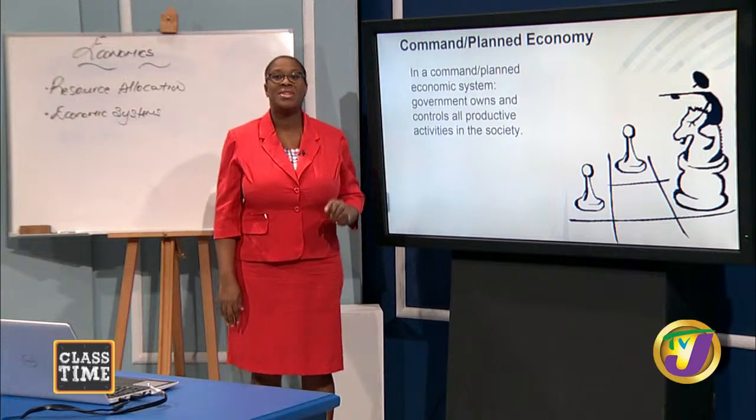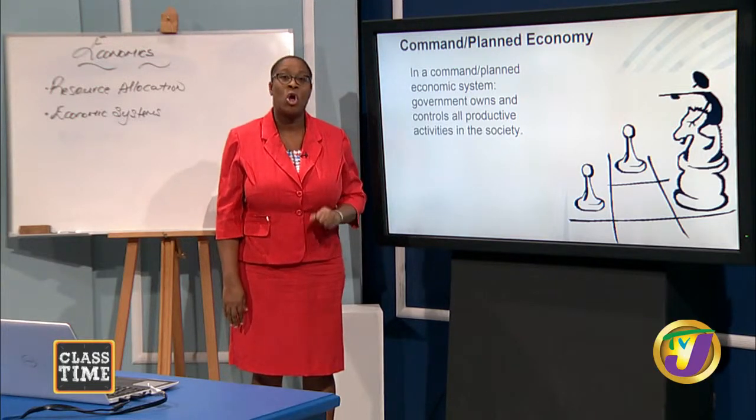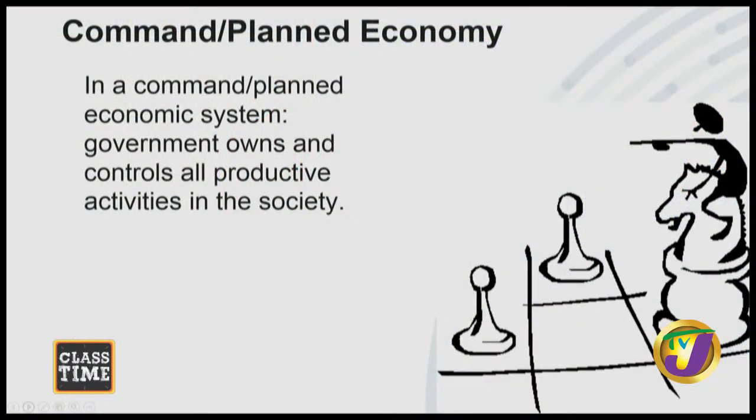So let's move to the next economic system, what is called the command or the planned economic system. Now, one of the features of this system is that the government own and control all of the productive activities in that society. Everything is totally under the dictatorship of the government.